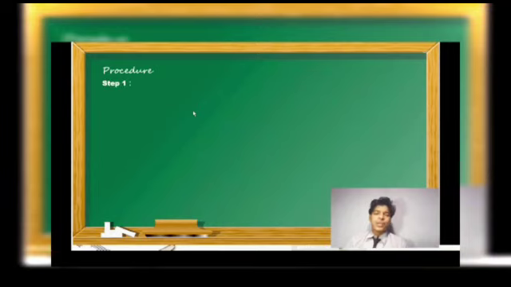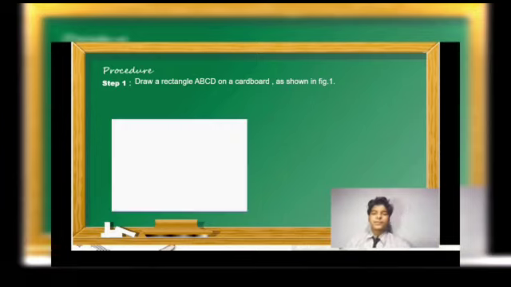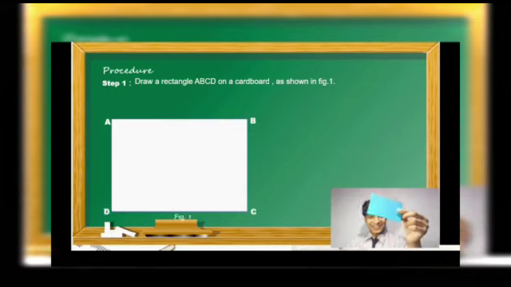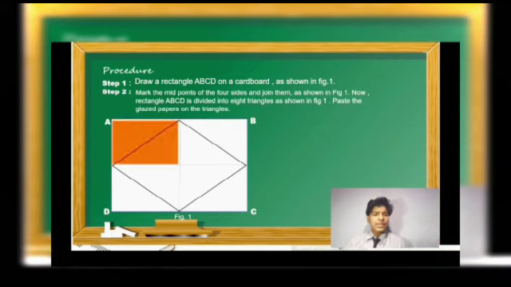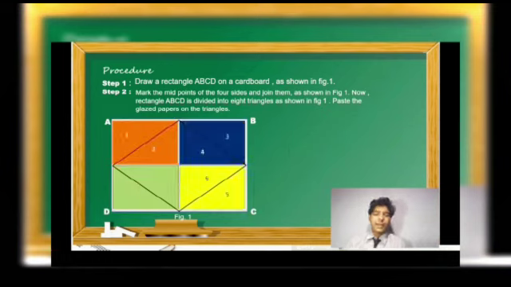Now let us start the procedure. Step 1. Draw a rectangle ABCD on cardboard as shown in figure 1. Like this. Step 2. Mark the midpoints of the 4 sides and join them as shown in figure 1. Now rectangle ABCD is divided into 8 triangles. Paste the glazed papers on the triangles and number them 1, 2, 3, 4, 5, 6, 7, 8.